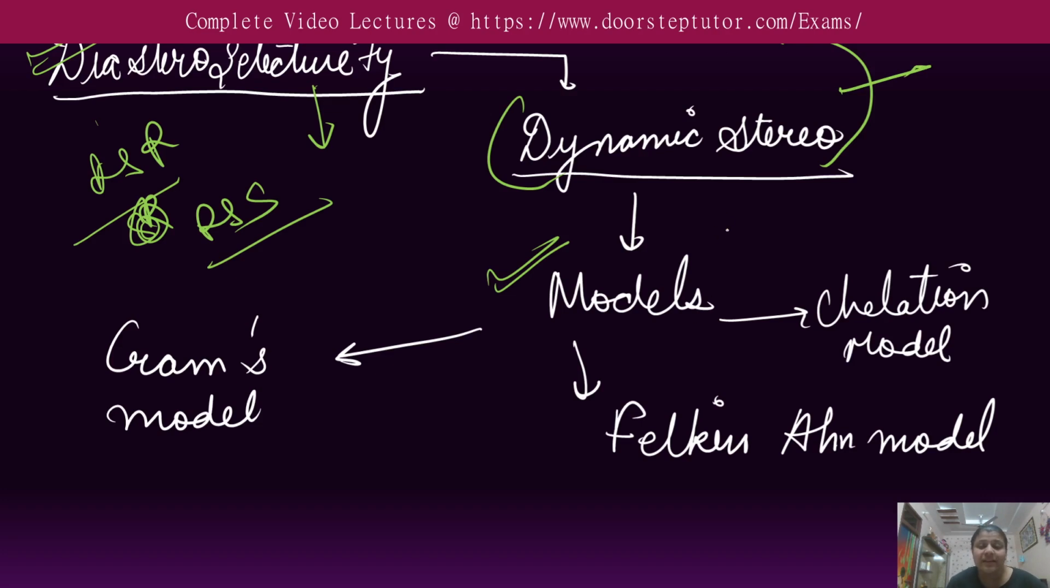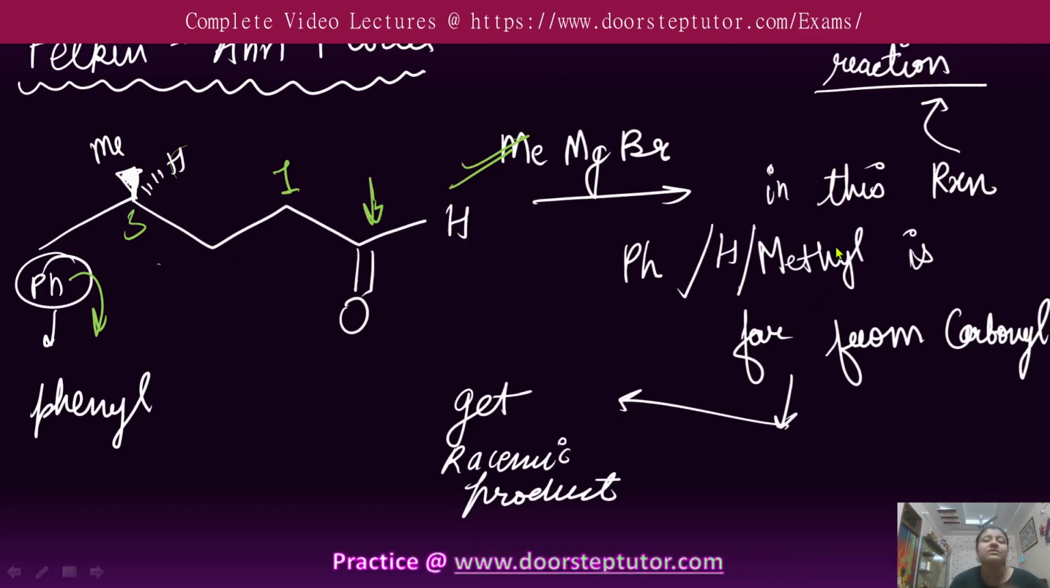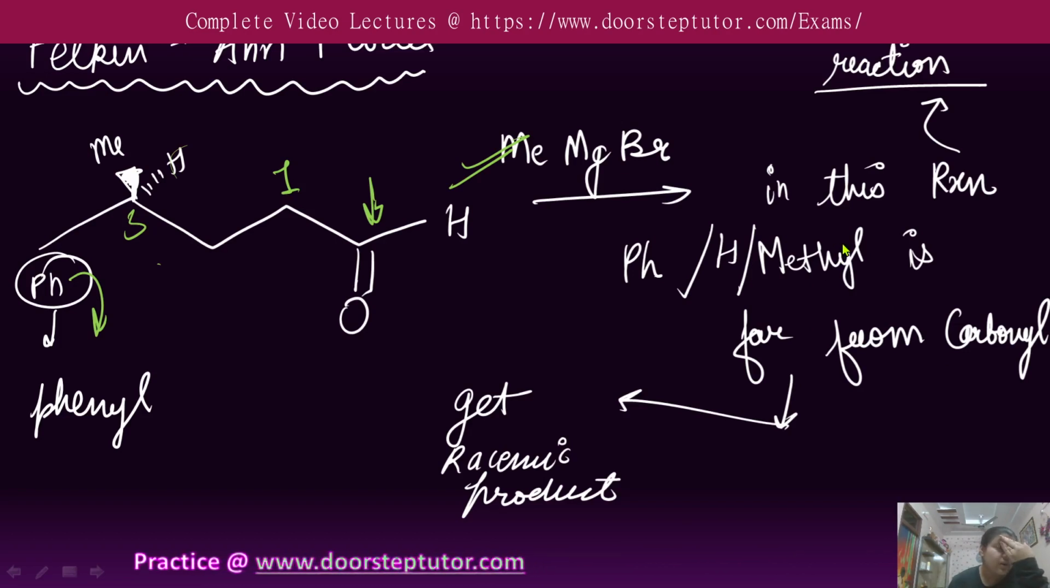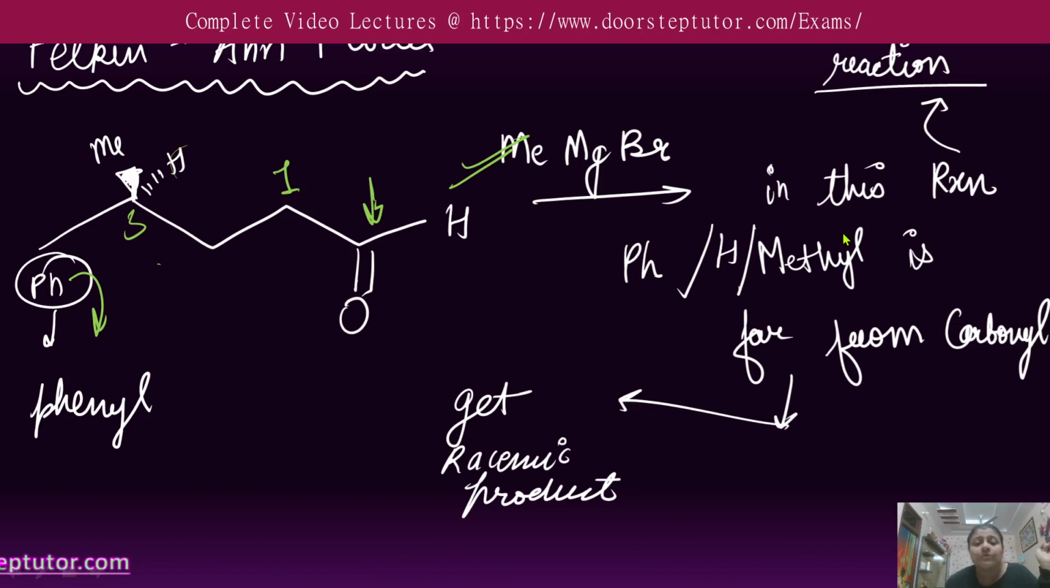In that particular scenario there are two models on which we have to work: Cram's model and Felkin models. And there is another, the Chelation model. In detail, I am going to explain the different types of models. First of all, we will do the Felkin model.